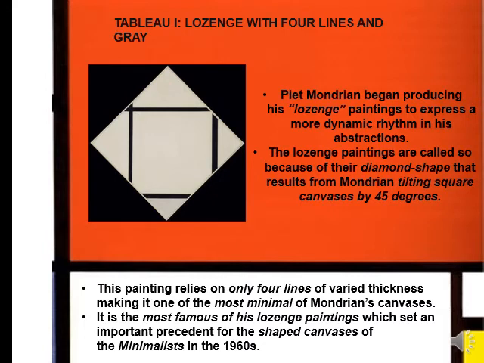This painting relies on only four lines of varied thickness, making it one of the most minimal of Mondrian's canvases. It is the most famous of his losange paintings, which set an important precedent for the shaped canvases of the minimalists in the 1960s.